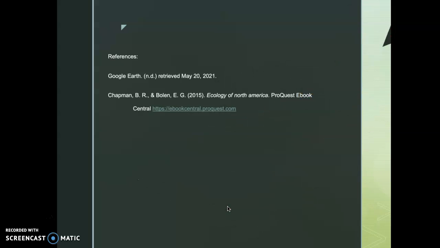My references: Google Earth and then our textbook.